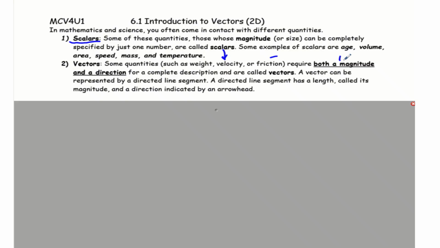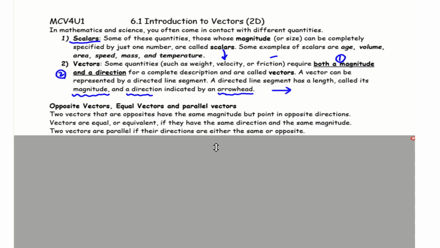So there are two things for that quantity. One is the magnitude, the numerical value for that quantity, and you also need a direction. These two things describe one quantity. Examples are weight, velocity, and friction. For the direction we use an arrowhead. The arrowhead describes the direction, and the length we call the magnitude.